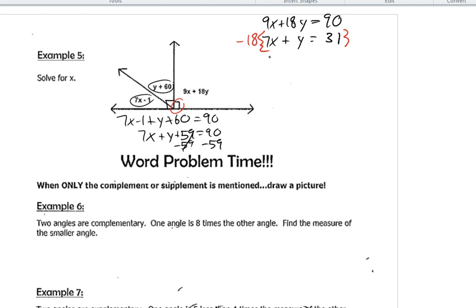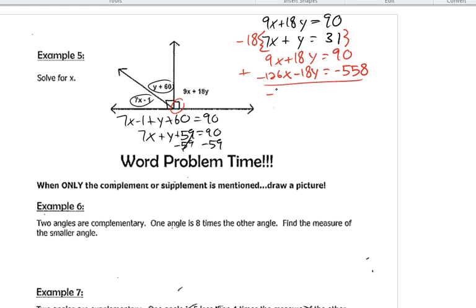So we're going to have 9x plus 18y equals 90. On the bottom here, we're going to have, let's see, 18 times 7 is going to give you negative 126x plus, or minus rather, 18y equals 18 times 31. Let's see what that gets us. Negative 558. Okay. Add straight down.